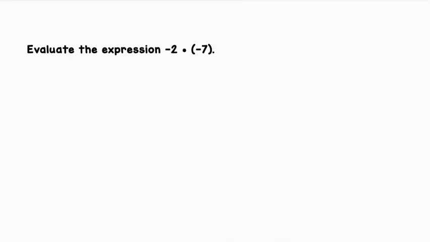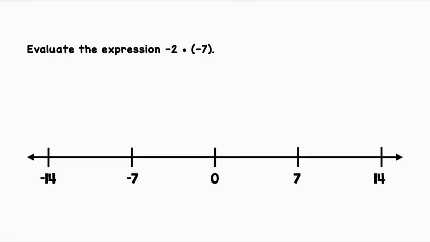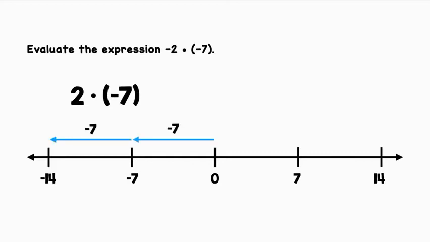Evaluate the expression -2 times -7. Let's take a look at that horizontal number line again. We're also going to look at a similar expression before we solve the one in the problem. +2 times -7. Well, we know that we're going to move 7 spaces to the left 2 times. That will give us -14.